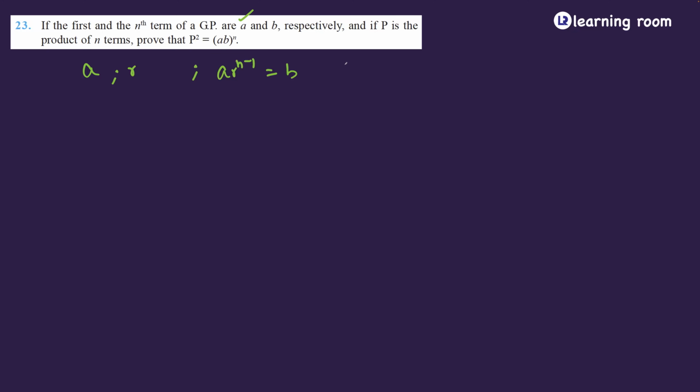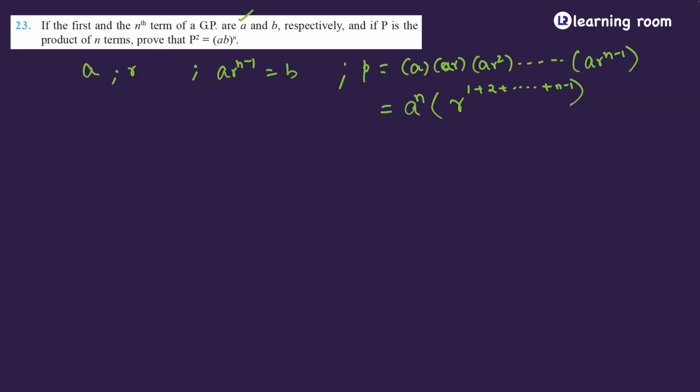Am I right? And the capital P is considered to be the product of n terms. So the first term is a, second term is a r, third term is a r square, and so on till a r power n minus 1. Am I right? So a is getting multiplied how many times? n times. So here you will have a power n into r raised to the power of 1 plus 2 plus so on till n minus 1. Am I clear with this? Right. So for the product, they gave us capital P, so this is the value of capital P: a power n into r power 1 plus 2 plus so on till n minus 1. Am I clear till this step?